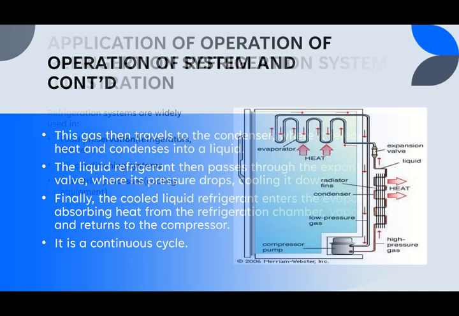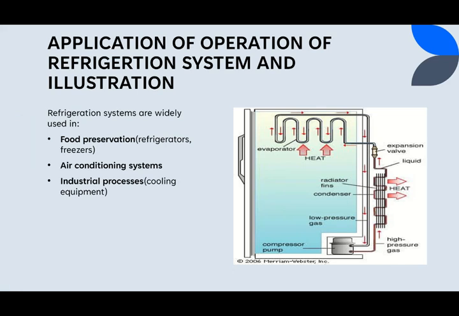Some applications of refrigeration systems in everyday life are: refrigeration systems are widely used in food preservation, air conditioning systems, and in industrial processes. Then, on the right of the screen is a pictorial summary or illustration of the operation of the refrigeration system.